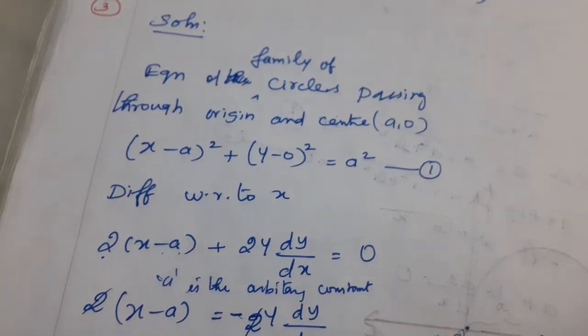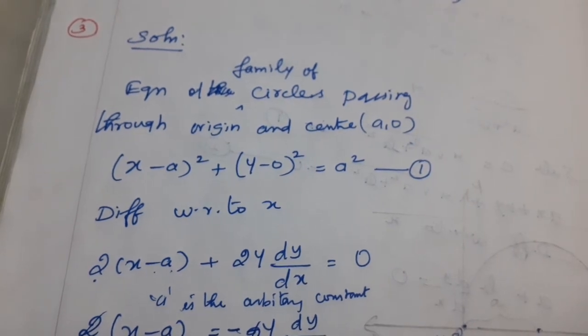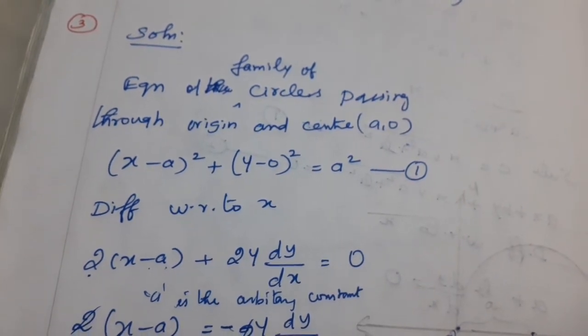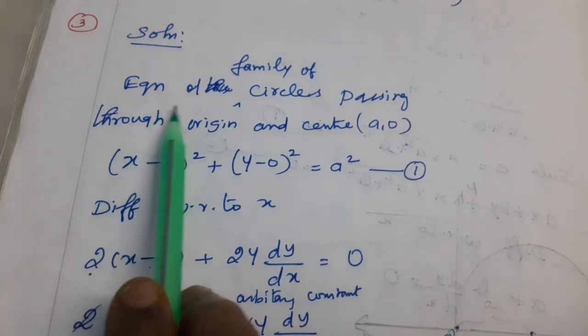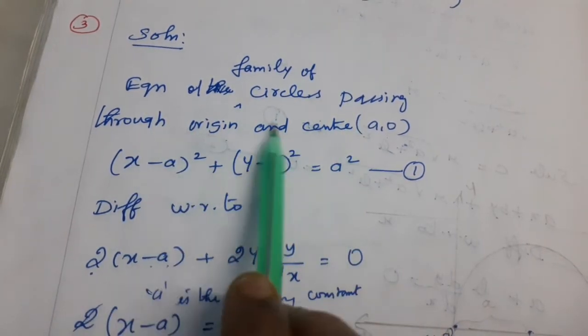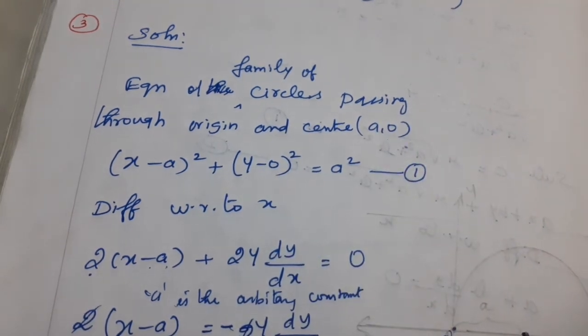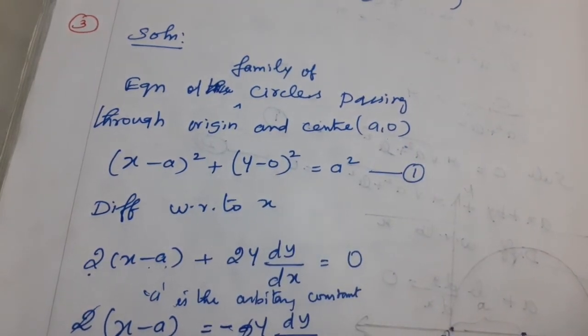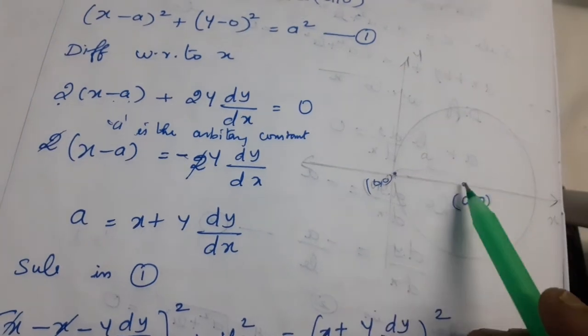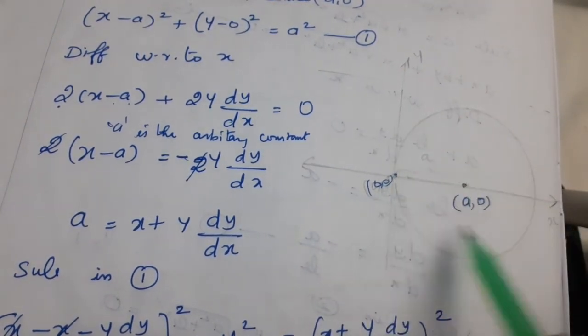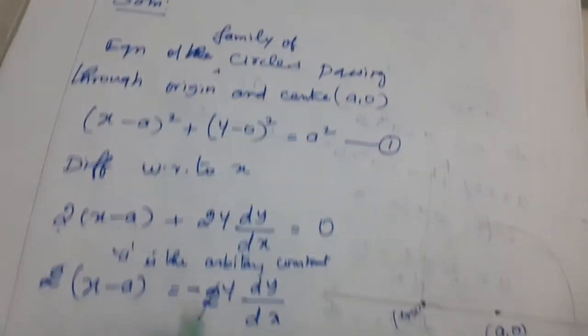Next, what is the third sum? Family. That is the solution. Go through the question in the book. The diagram I will draw. What is the solution? Equation of the family of circles passing through the origin, and the center is a comma 0. See the diagram: the circle with center a comma 0, passing through the origin. So what is the formula?